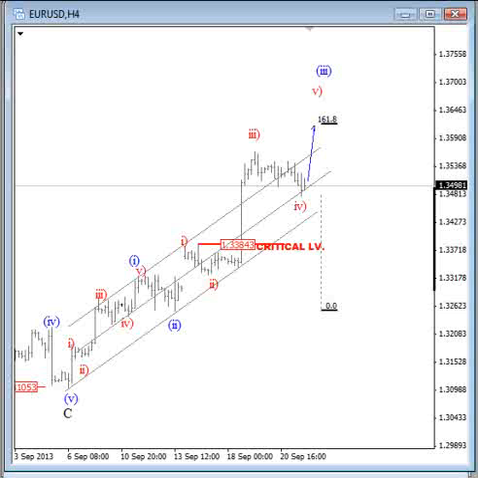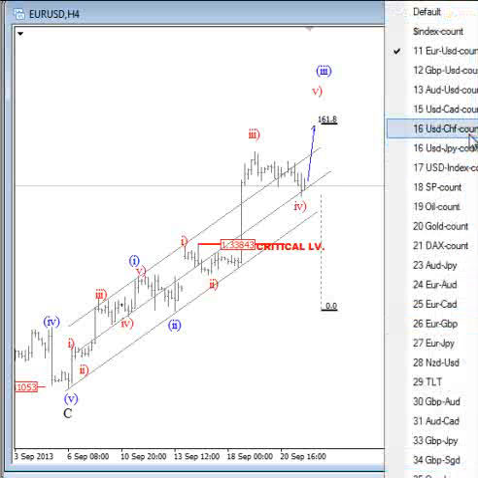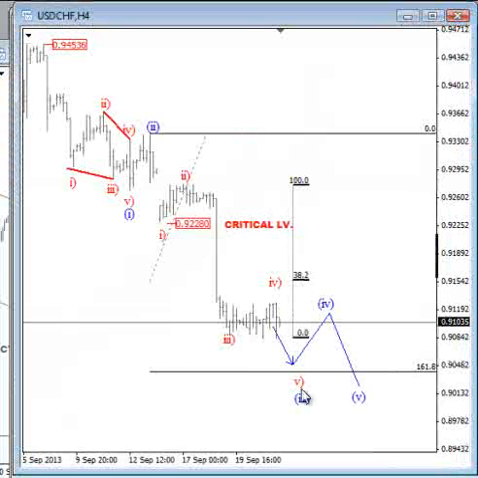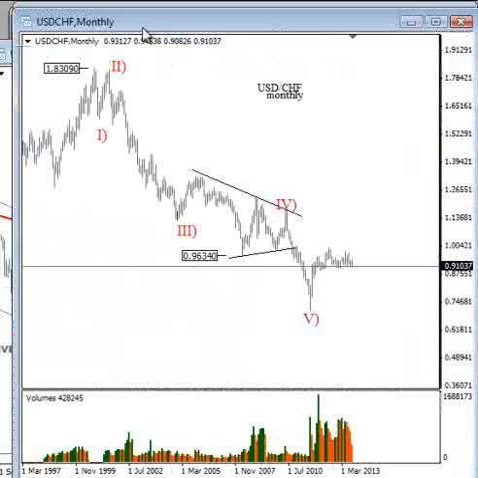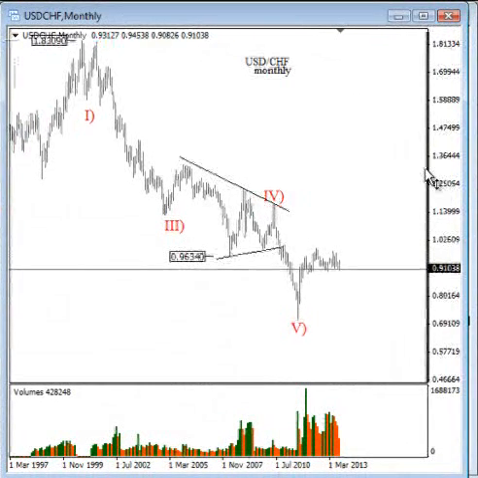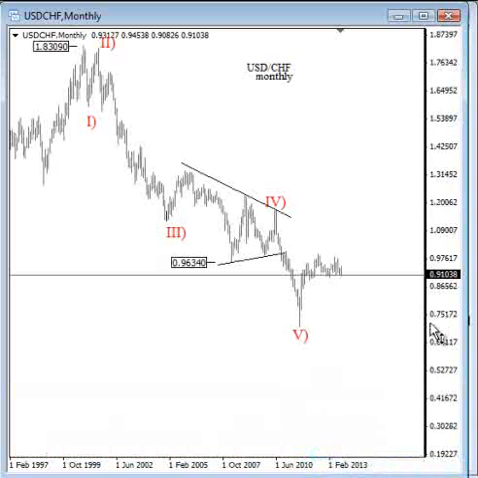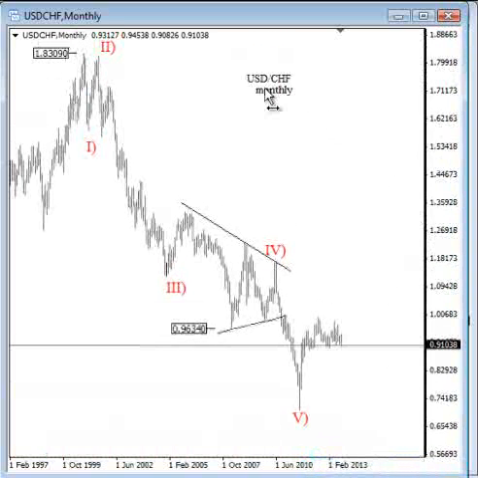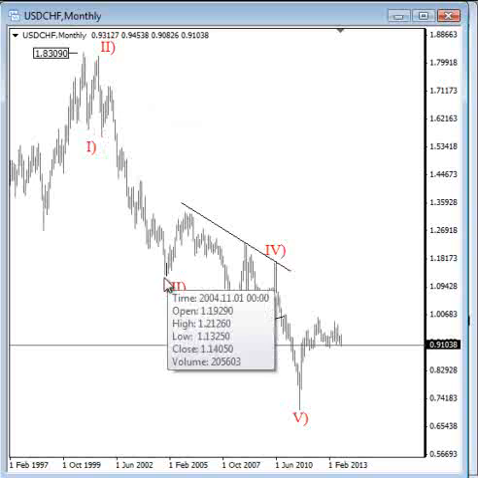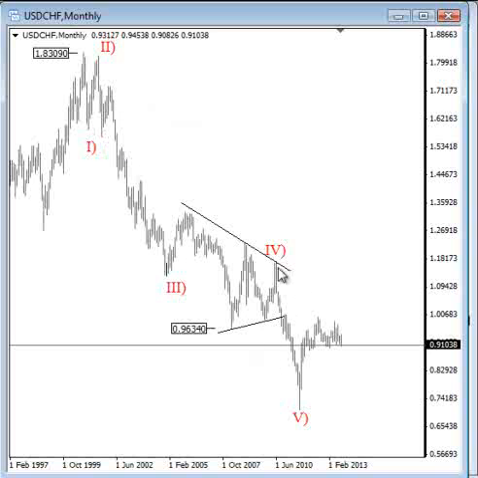Okay, now let's take a look also on dollar Swiss. Here is our monthly chart, also suggests that US dollar will move higher on the long run, okay, because we have here completed 5 waves of decline. We have wave 1, wave 2 pullback, wave 3, running triangle placed in wave 4, and wave 5 thrust out of a triangle.